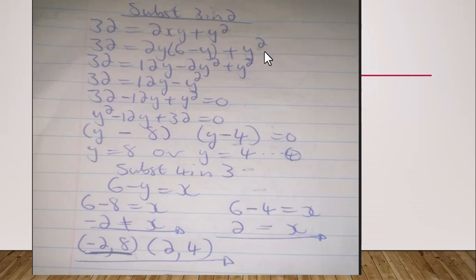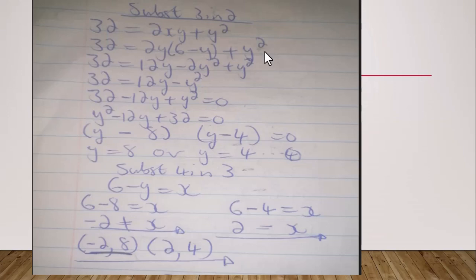And then what I'm going to do is to substitute 4 in 3. So I write first equation 3, which is 6 minus y equals to x. And then in this equation where I see y, I'll be writing 4. So 6 minus 8, x equals minus 2.